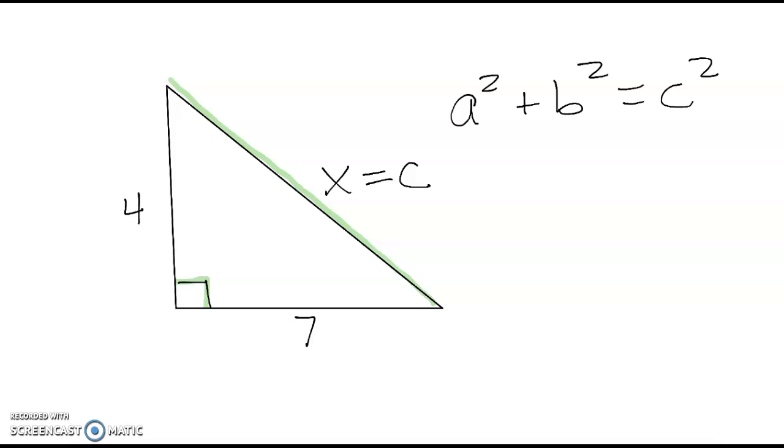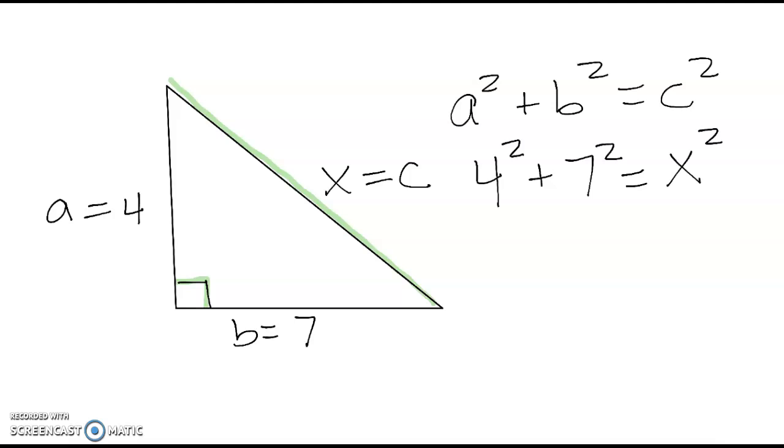Okay, then I can decide which side I want to be A and which side I want to be B. So I'm going to let A equal 4 and B equal 7. Now I'm going to substitute those numbers into the Pythagorean theorem. So I'm going to put 4 in for A and square it, 7 in for B and square it, and I'm solving for side C. I'll put X in for C.